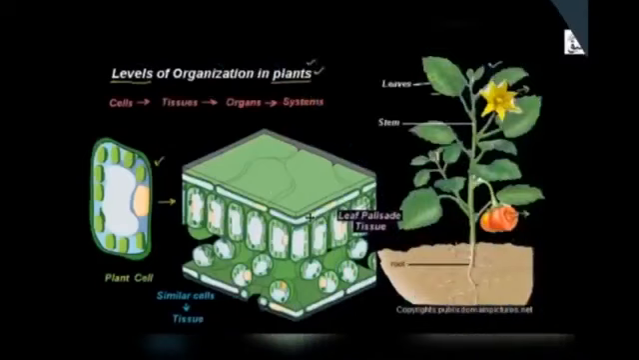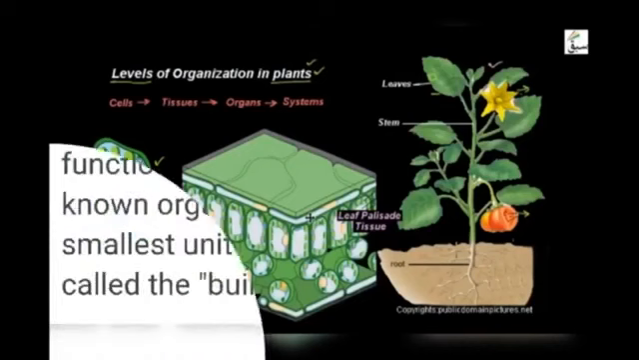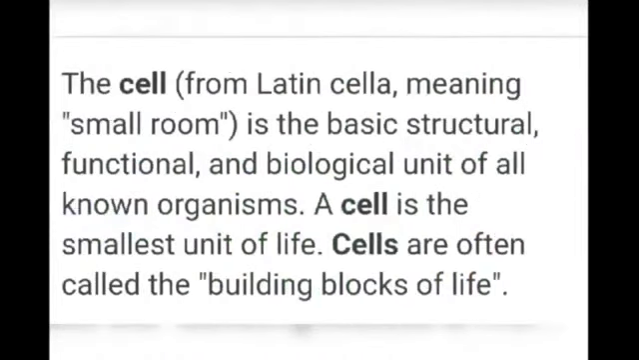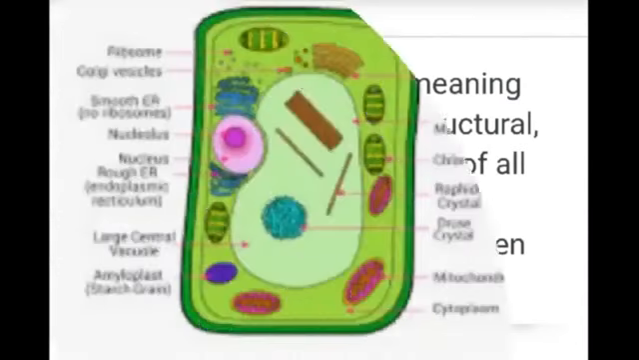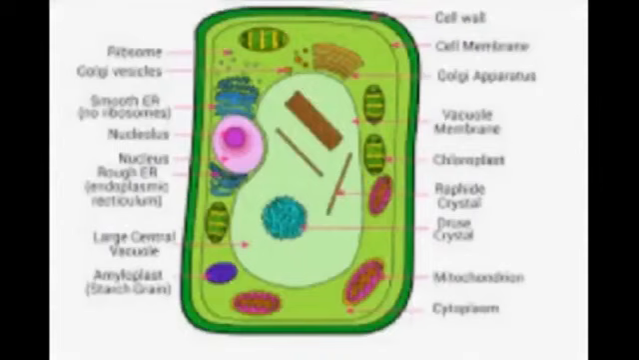The system starts with the cell. Cell is considered to be the basic functional unit of every living organism. These cells join together to form tissues, tissues form organs, and the organs form the system, finally leading to a plant. A plant consists of different parts. The cell, from the Latin, is considered to be the basic structural, functional and biological unit of all living organisms. A cell is the smallest unit of life. You can see the plant cell picture over here.